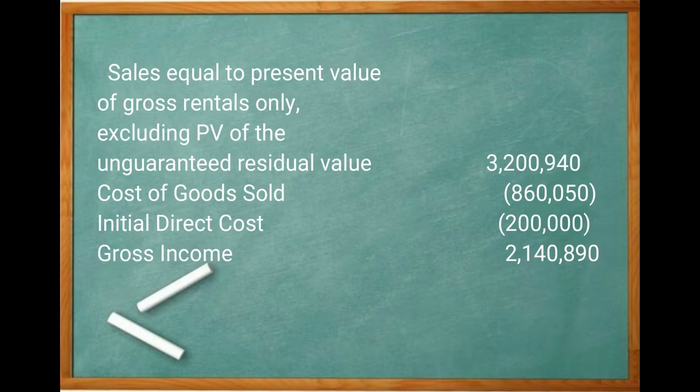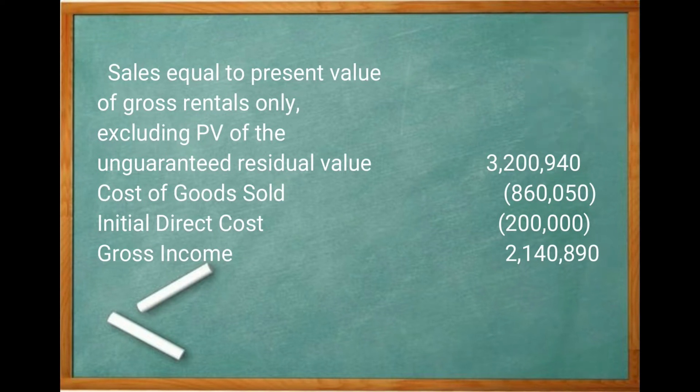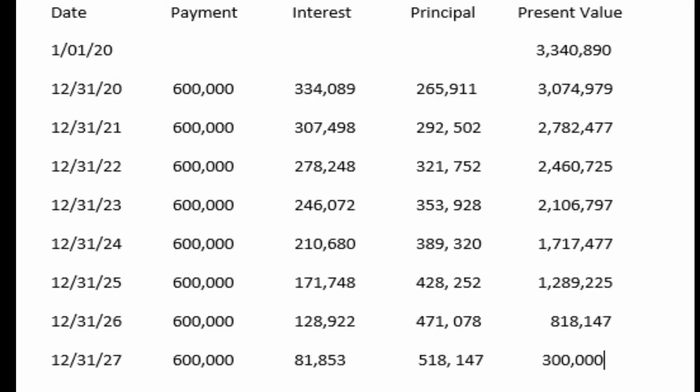Ngayon naman, kuhanin na natin ang ating gross profit. Sales minus cost of goods sold minus initial direct cost. Tandaan na ayon sa standard, kapag unguaranteed ang ating residual value, hindi ito kasama sa pagkuha ng ating sales revenue. Kaya naman, present value of the gross rentals lang ang ating isasama. 3,200,940 minus 860,050 na cost of goods sold minus 200,000 na initial direct cost equals 2,140,890 na gross profit.